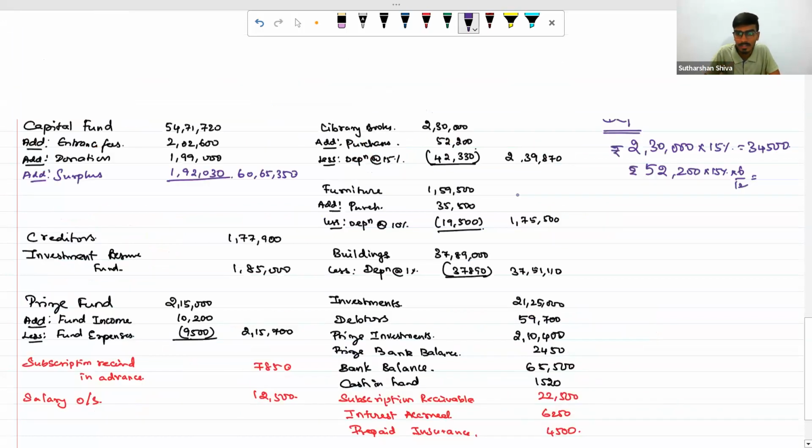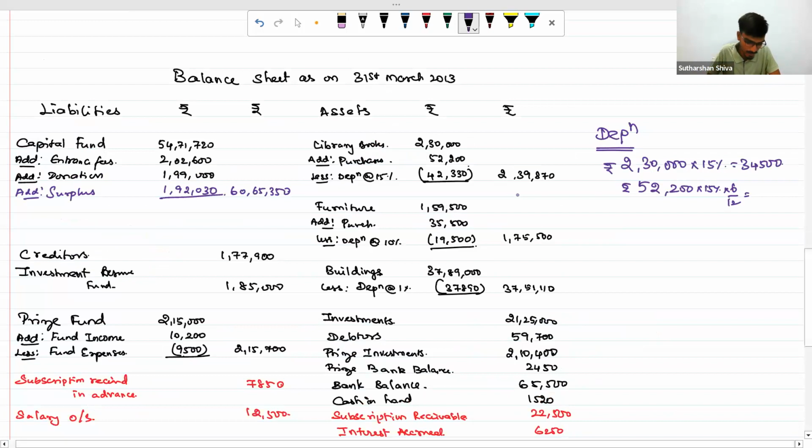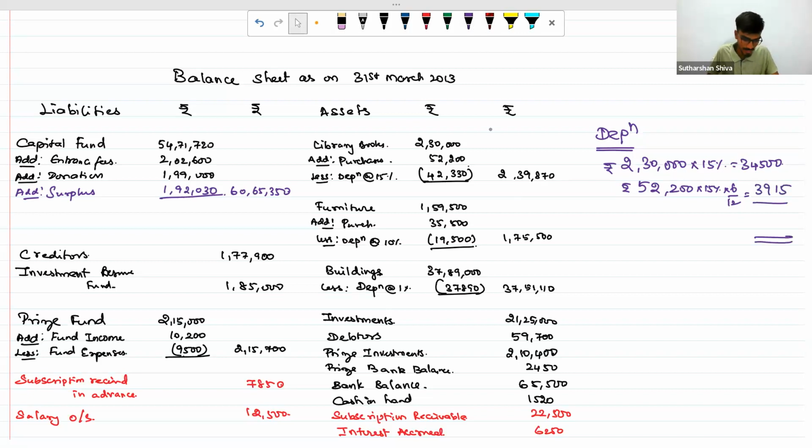Okay. Actually, what is the value coming? 52,200 into 15% into 6/12. What is the value? Give me the exact value: 52,200 into 15% divided by 2. Okay? 3915. If you add this 3915 with 34,500, it is 38,415. It is the actual depreciation as per the answer.